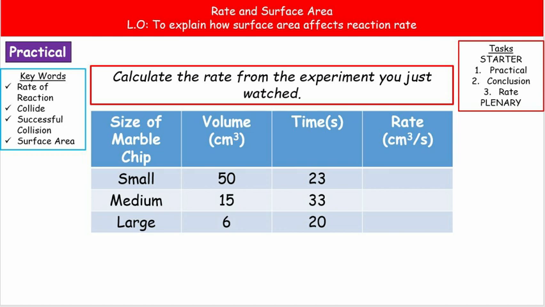So hopefully our results table now looks something like this. So for our small, we got 50 centimetres cubed of gas in 23 seconds. For the medium, we got 15 centimetres cubed of gas in 33 seconds.